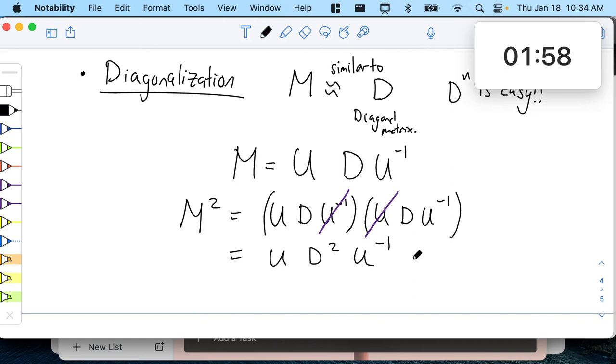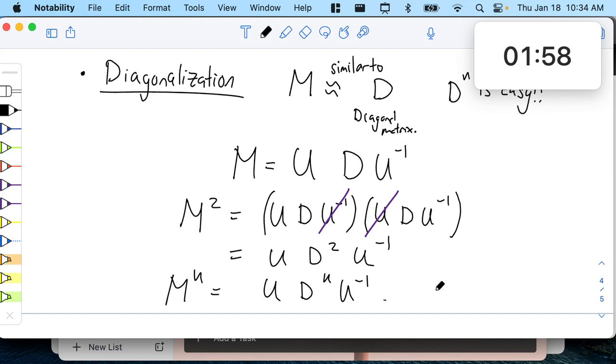So if you can write M equals U D U inverse, then the powers of M are also like the powers of D. If you have two similar matrices, their powers are also similar matrices by the same U. And this works in general, so M to the N is U D to the N U inverse. That's our idea. Okay, what is the matrix U in this case?